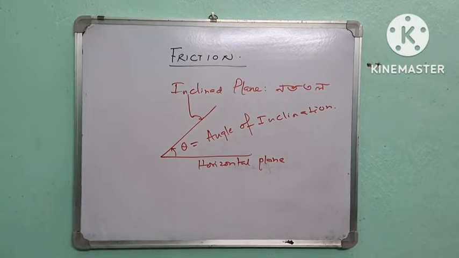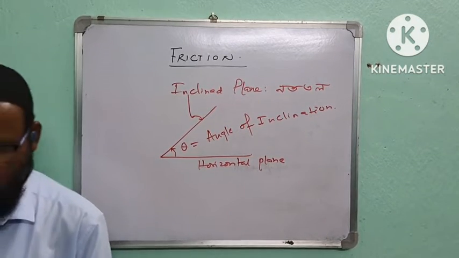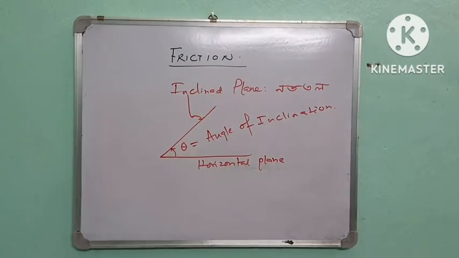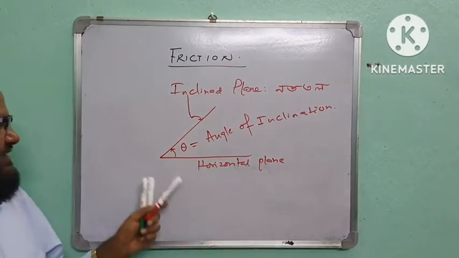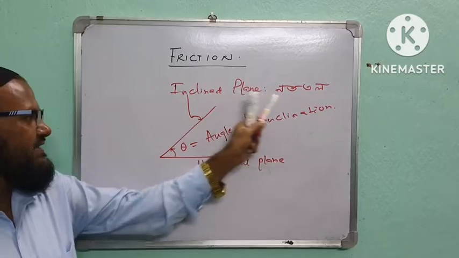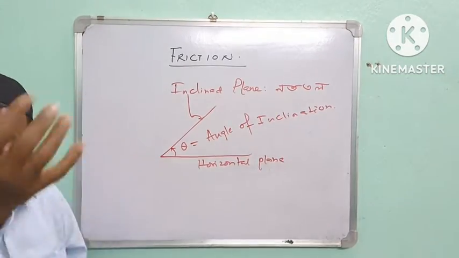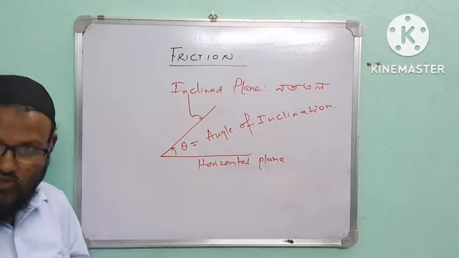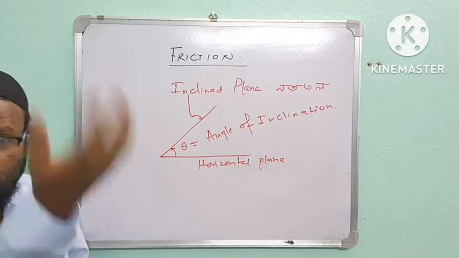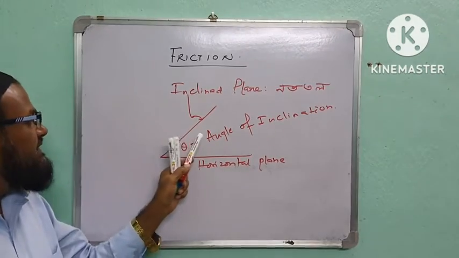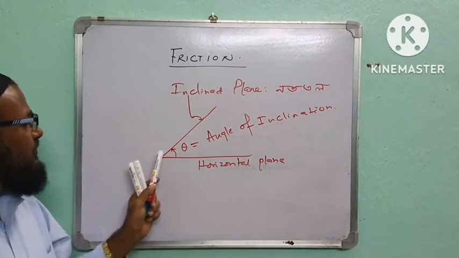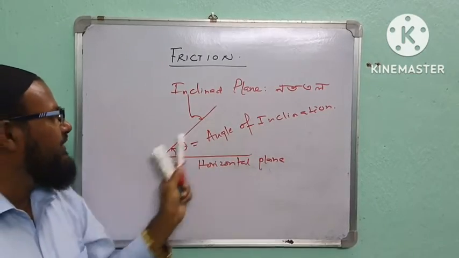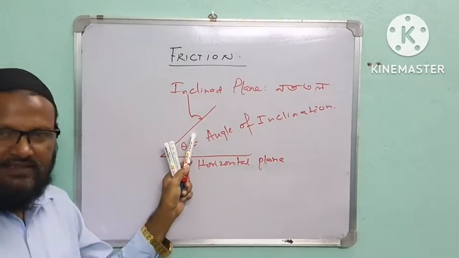Use of inclined plane. Suppose this lorry is kept here, and goods have to be taken down from the lorry, or loaded into the lorry. When goods are taken from the ground to the lorry, in that case the inclined plane is used.